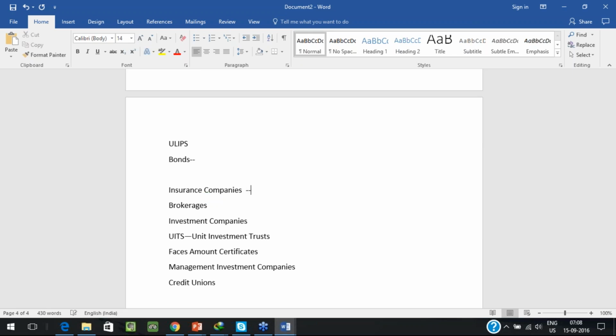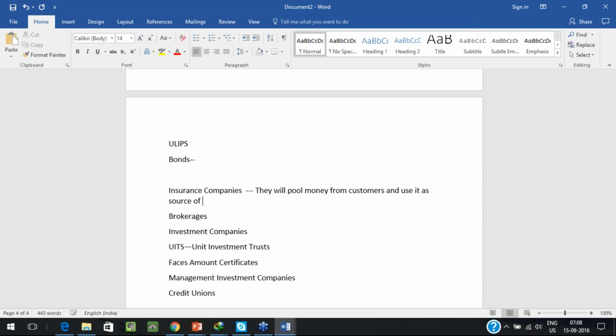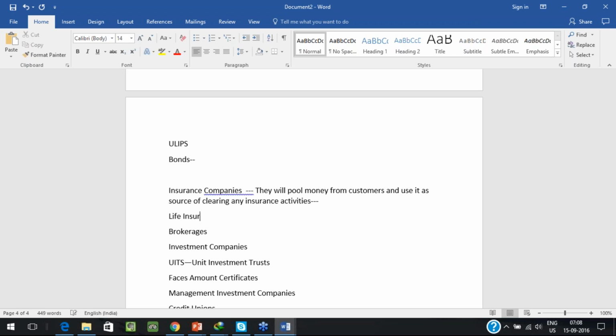Insurance companies pool money from customers and use it as a source for clearing any insurance claims. This is a larger topic. When we discuss insurance, we'll have a detailed discussion, but on a high level it has life insurance and non-life insurance.